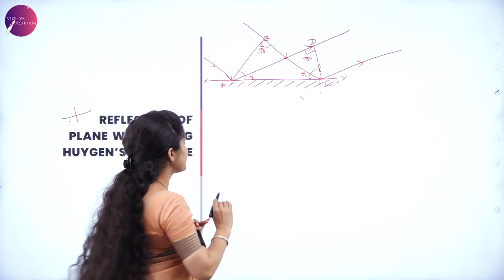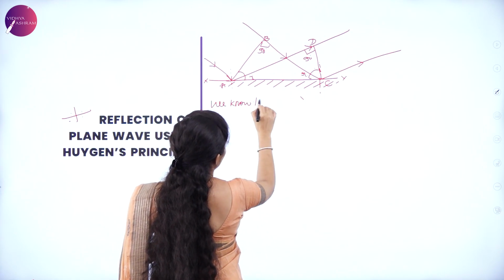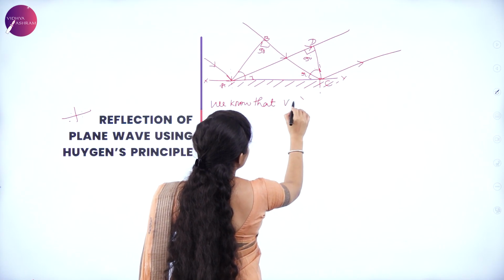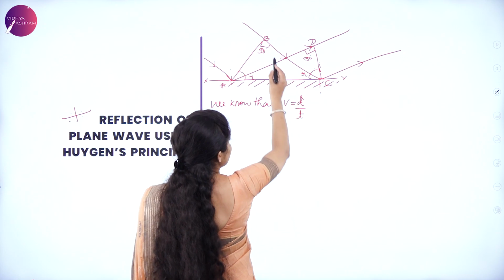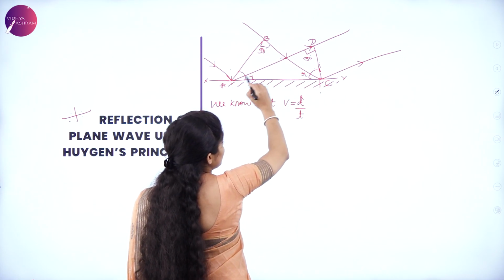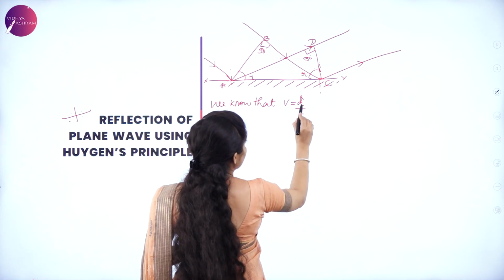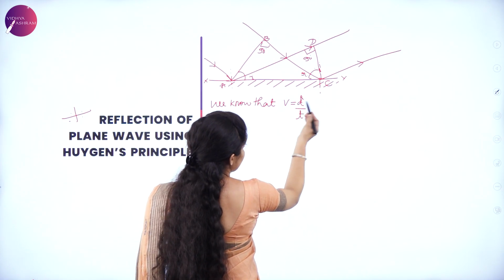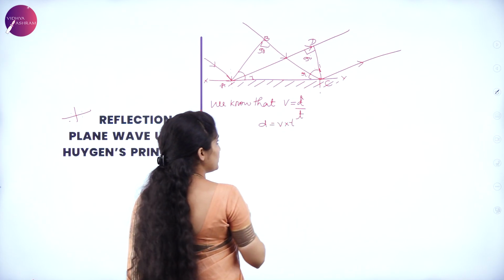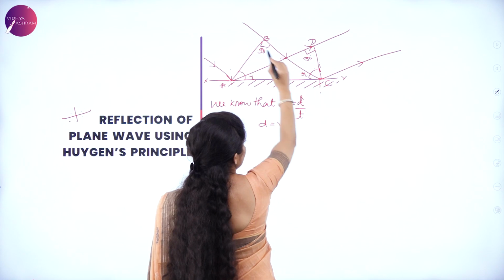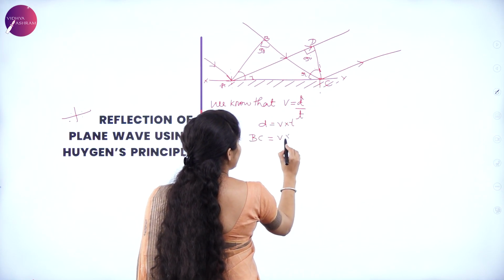So we know that velocity is equal to distance by time taken. The distance that it has to travel to hit here and to travel and go there, that is reflection, we just take as D. D is the distance, so D is equal to V into T. What is the distance here? It is BC. BC is equal to V into T.